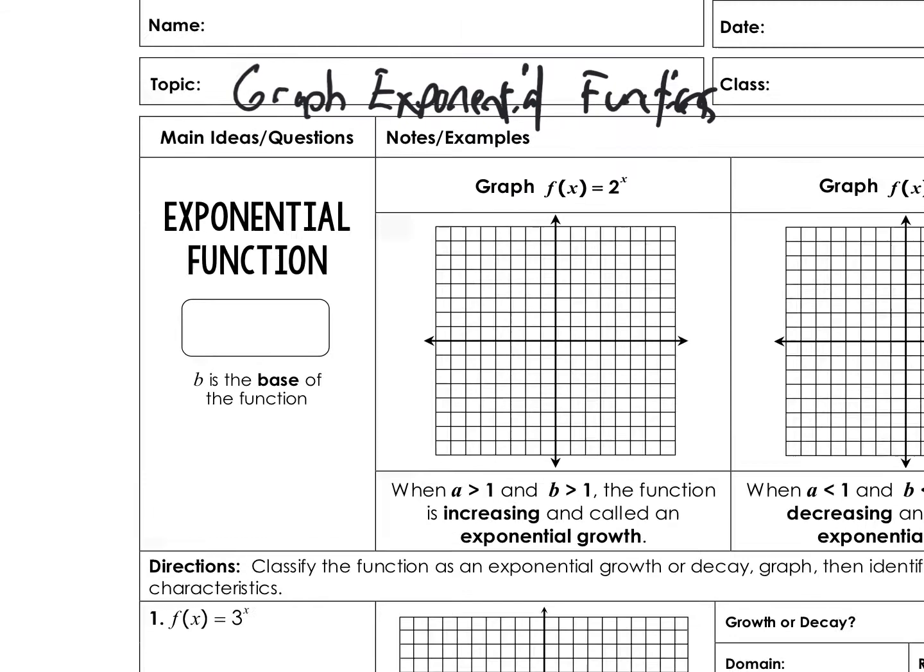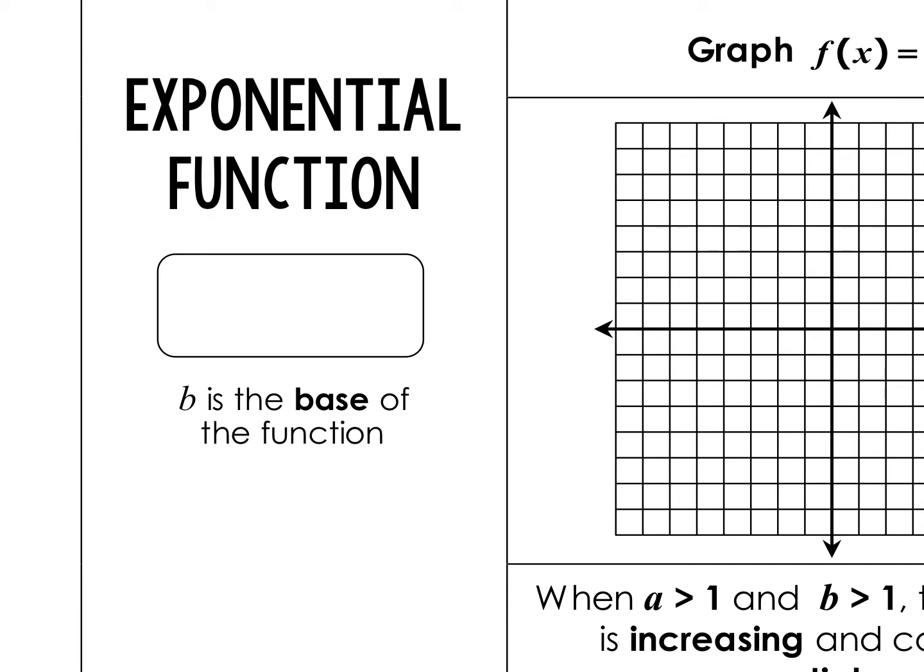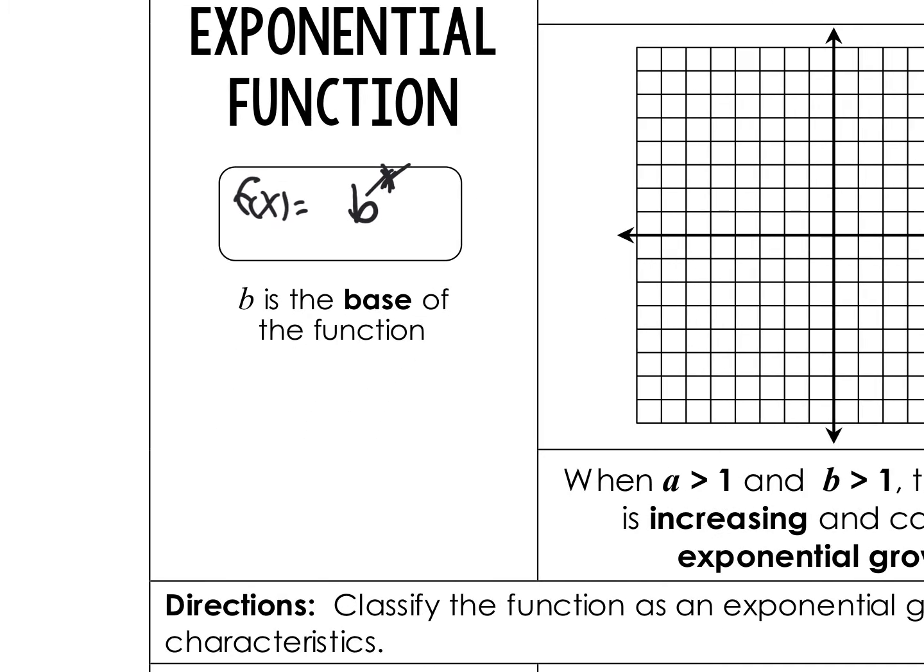So the general form, I will say, f of x equals b to the x. You've seen exponentials before. They look like y equals 2 to the x, y equals 1/2 to the x. We've played with exponentials before. b is considered the base.